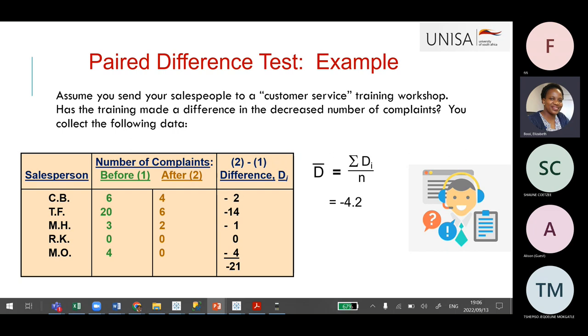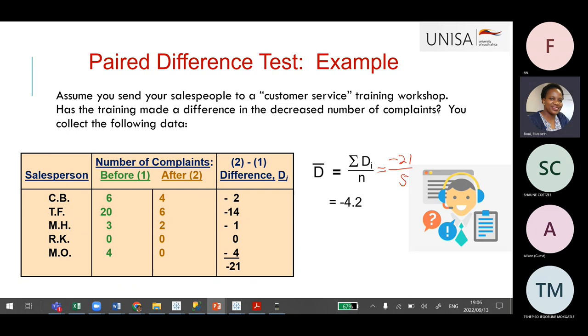So we need to calculate the mean. The mean is taking all of them, adding all of them, which is minus 21, dividing by how many they are. They are 1, 2, 3, 4, 5. So you will say minus 21 divided by 5. And that will give you minus 4.2.